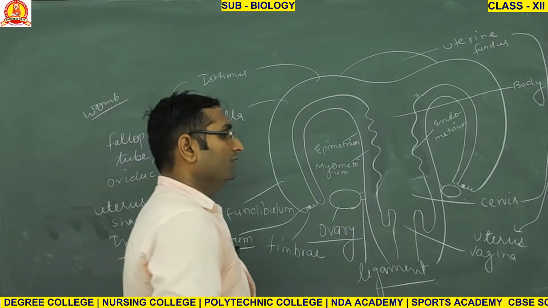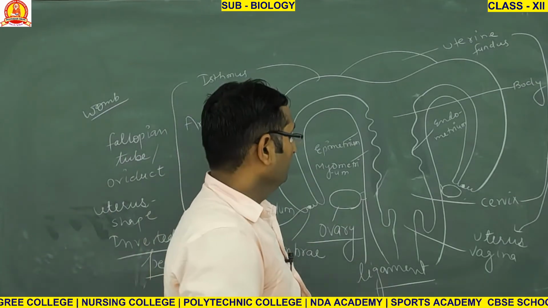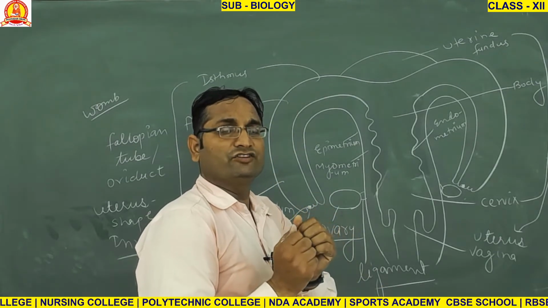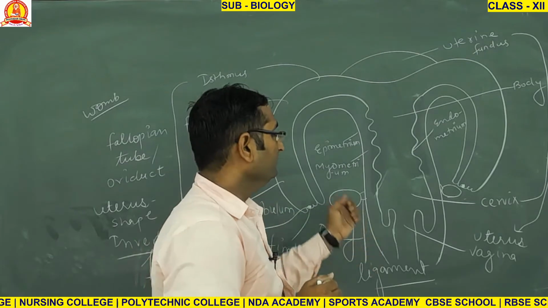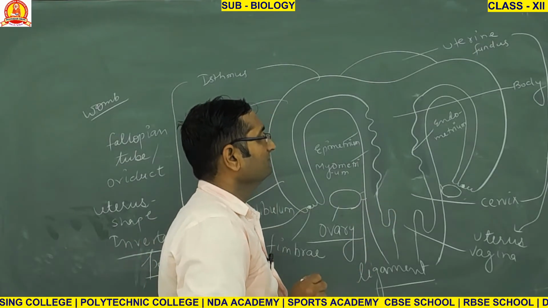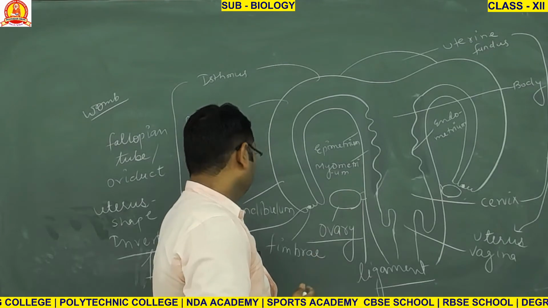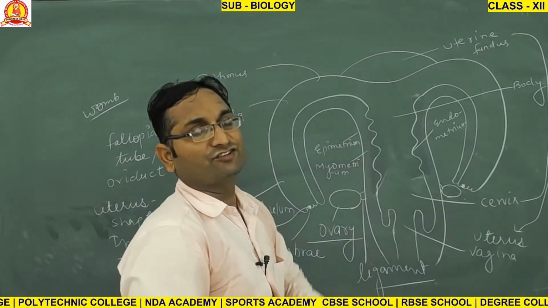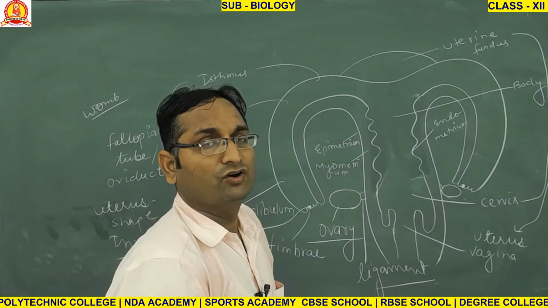In human beings, uterus is made up of two simple uterus, and these two simple uteri form a complex uterus. So what is the function of uterus? Uterus provides the site for attachment of fetus or embryo.